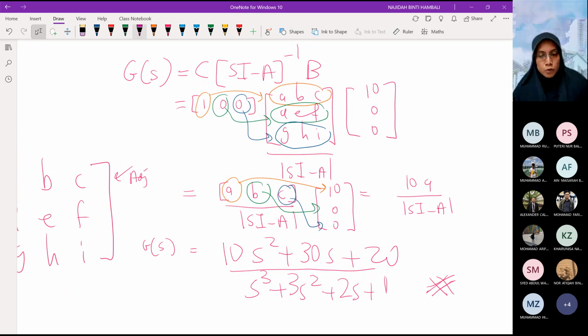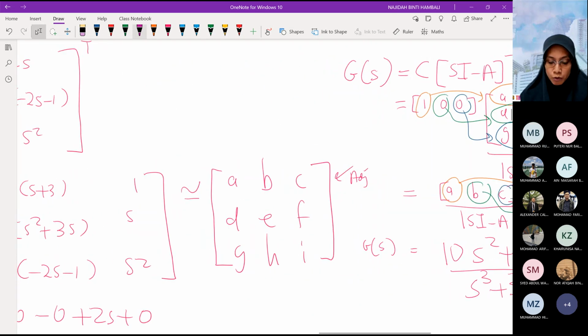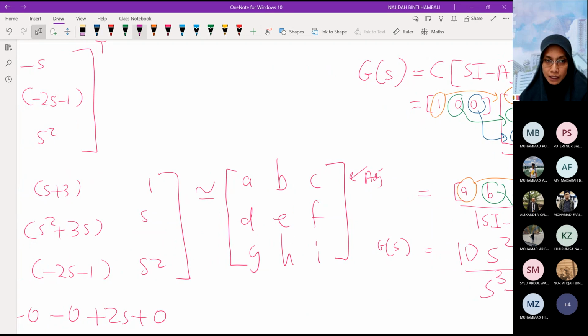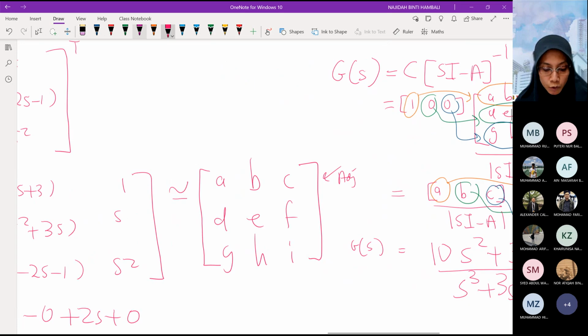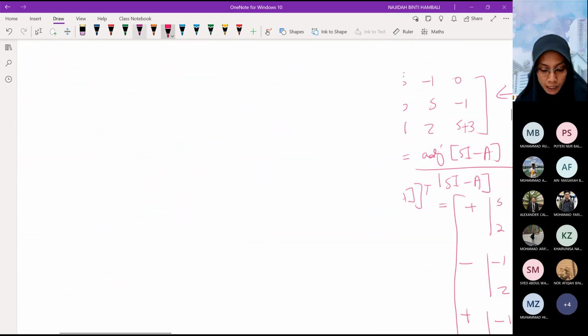Ada soalan? Madam, nak tentukan dia matrix A, B, C, D tu guna state space equation tu kan, Madam? Yang dalam transfer function. Yang tu. Betul. State space equation diberi dalam soalan.